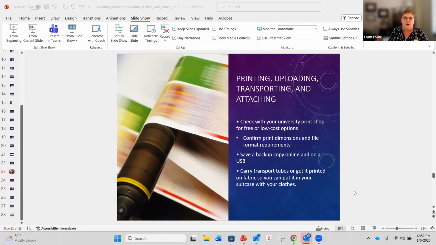So you're going to have to rethink what you put on your poster, right? Sometimes just doing a black and white poster can have more impact than all the color, but you have to make sure that it looks right.